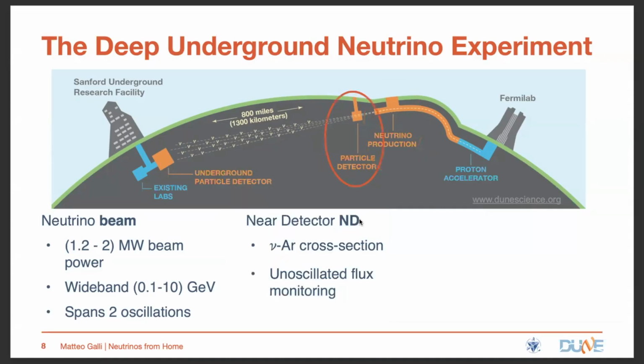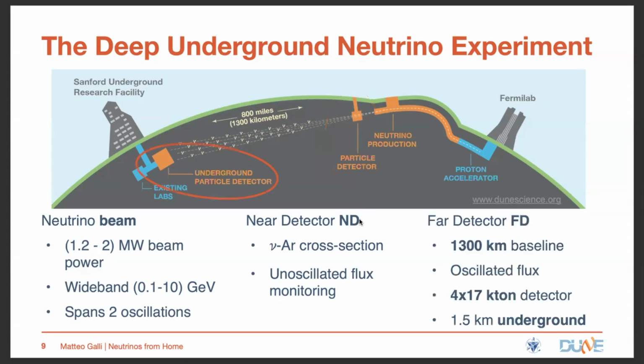Also located at Fermilab is the near detector complex to characterize the unoscillated flux and neutrino argon cross-section. The beam will travel through the Earth for 1,300 kilometers to the far detector located 1.5 kilometers underground at the SURF laboratory. There, the far detector complex observes the oscillated spectra with high precision. This long baseline and the matter effect make DUNE uniquely sensitive to the mass ordering.